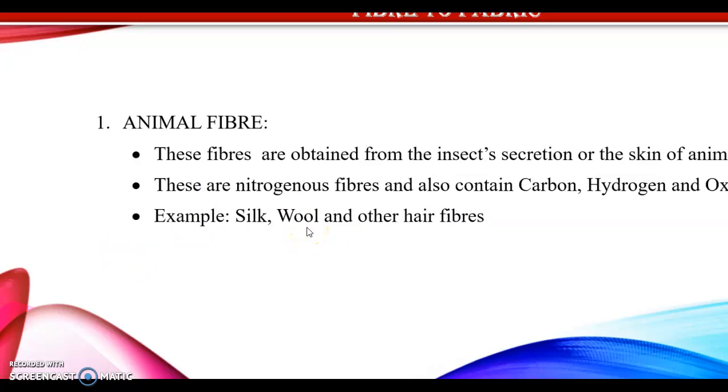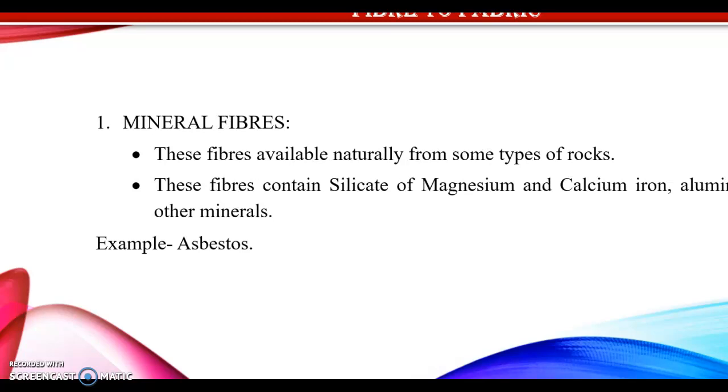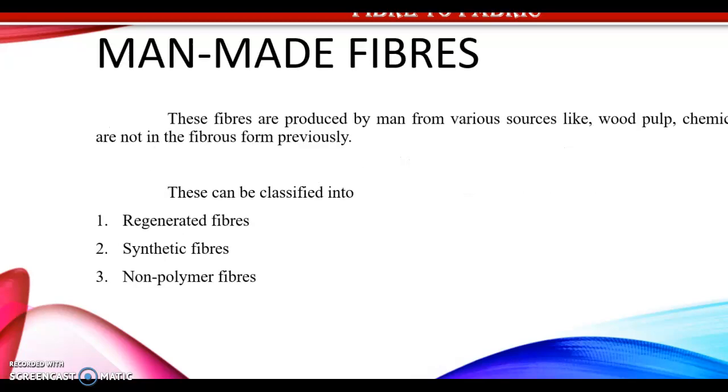Okay, next one is animal fiber. These fibers are obtained from insect secretion or the skin of the animal. So these are nitrogenous fibers and also contain carbon, hydrogen and oxygen. Examples are, we have already seen, silk, wool and other hair fibers. Mineral fibers: these fibers are available naturally from some types of rocks. These fibers contain silicate of magnesium, calcium, iron, aluminum and other minerals.